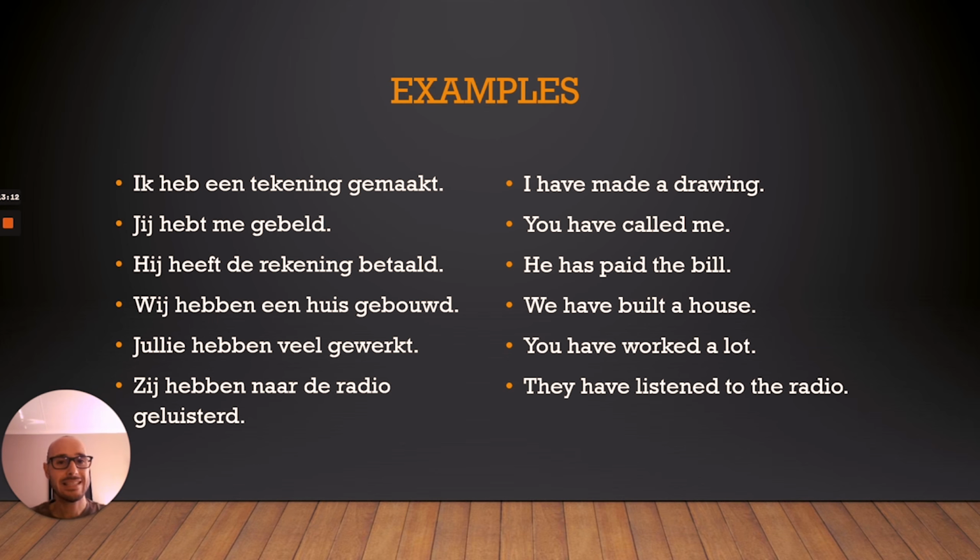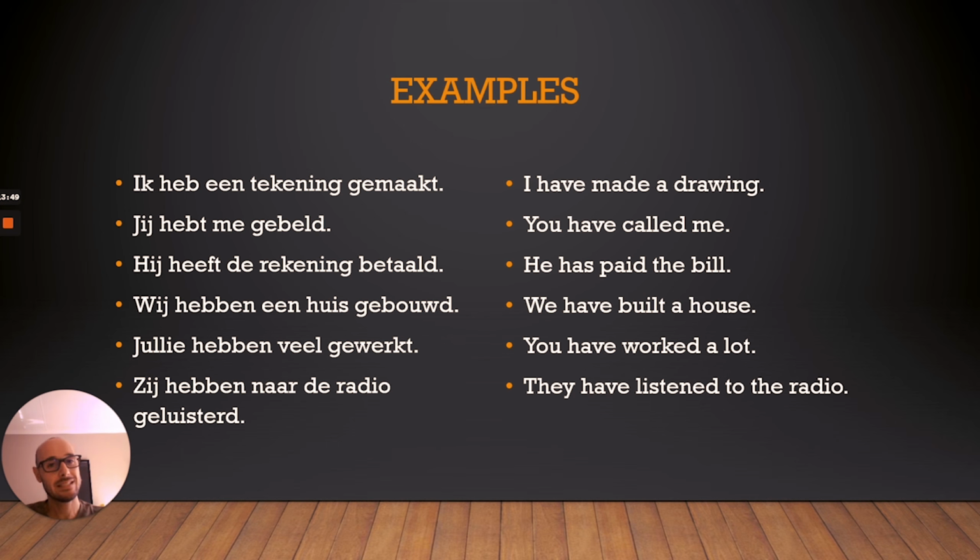As you can see also for the second example, jij hebt me gebeld. You have called me. Jij, subject, hebt, your auxiliary verb, and then gebeld, that would be your past participle, is split up and is put at the end. For the third sentence, exactly the same. Hij heeft de rekening betaald. He has paid the bill. Hij, subject, heeft, your auxiliary verb, and then de rekening, in this case your object, and then betaald, that is the second part of your perfectum tense, your past participle.